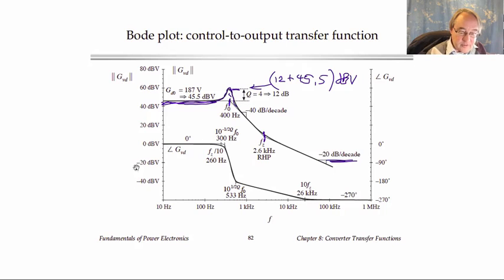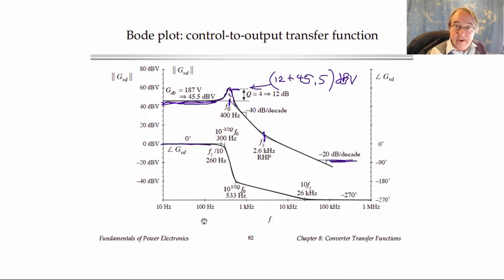Here are the phase asymptotes. We start at 0 degrees. I actually haven't included the minus sign in the transfer function here, although since we have a negative output voltage, there is actually a minus sign, which would be another 180 degrees of phase, and that's not included in this plot.